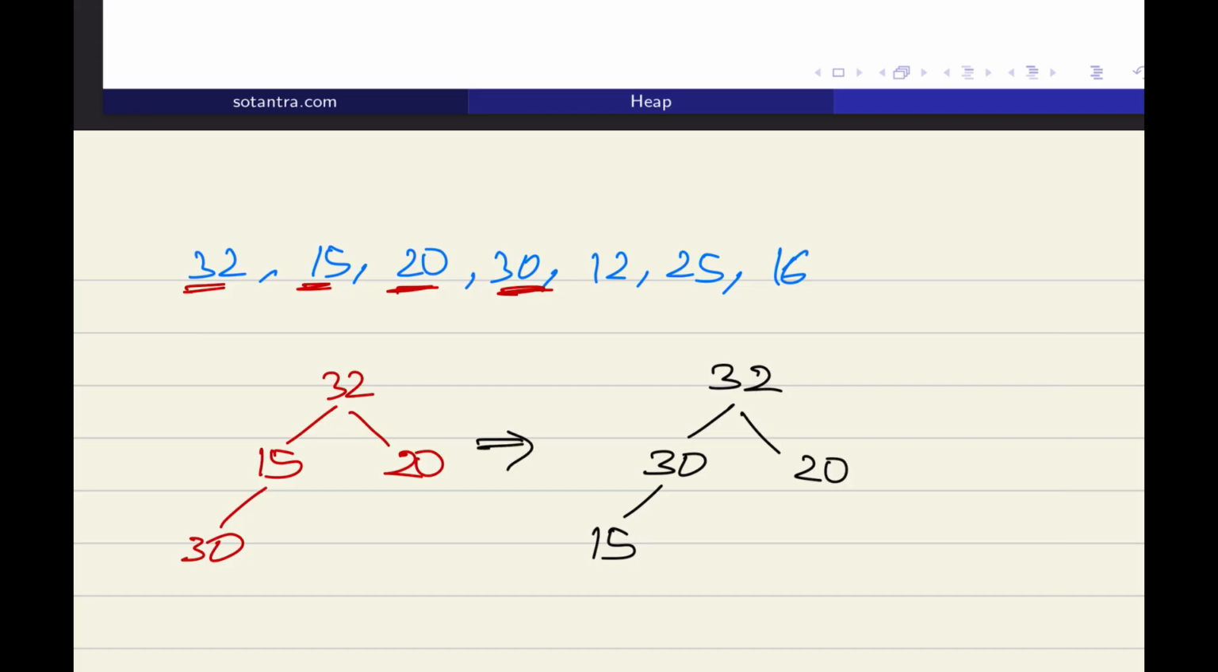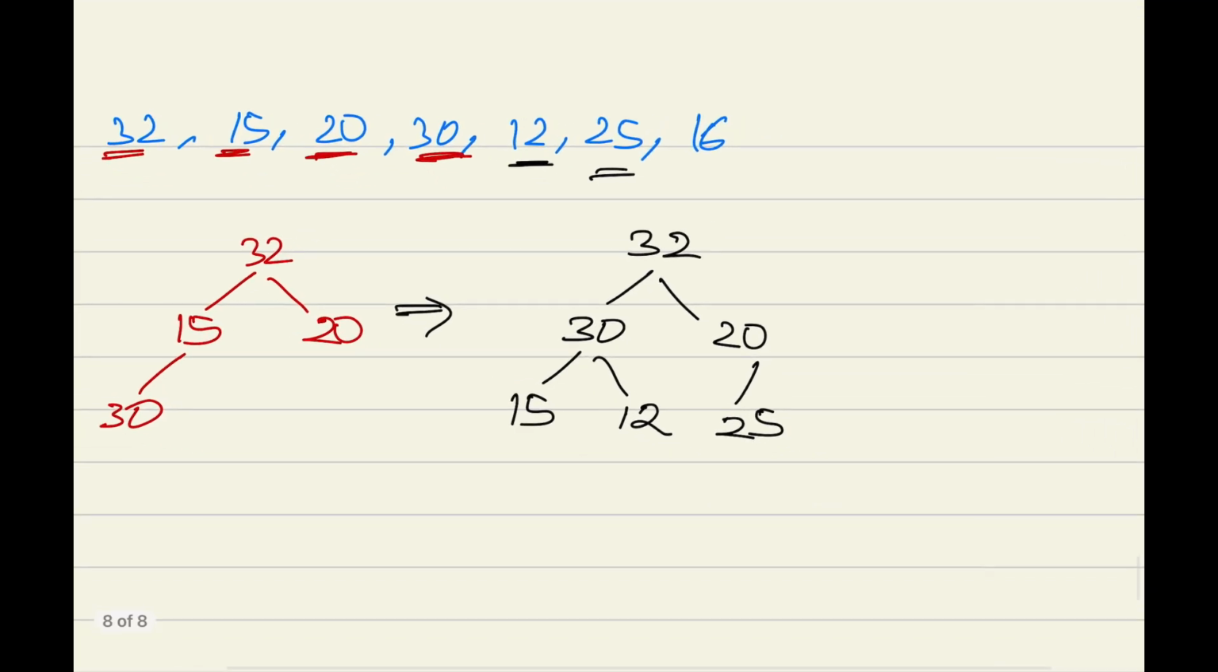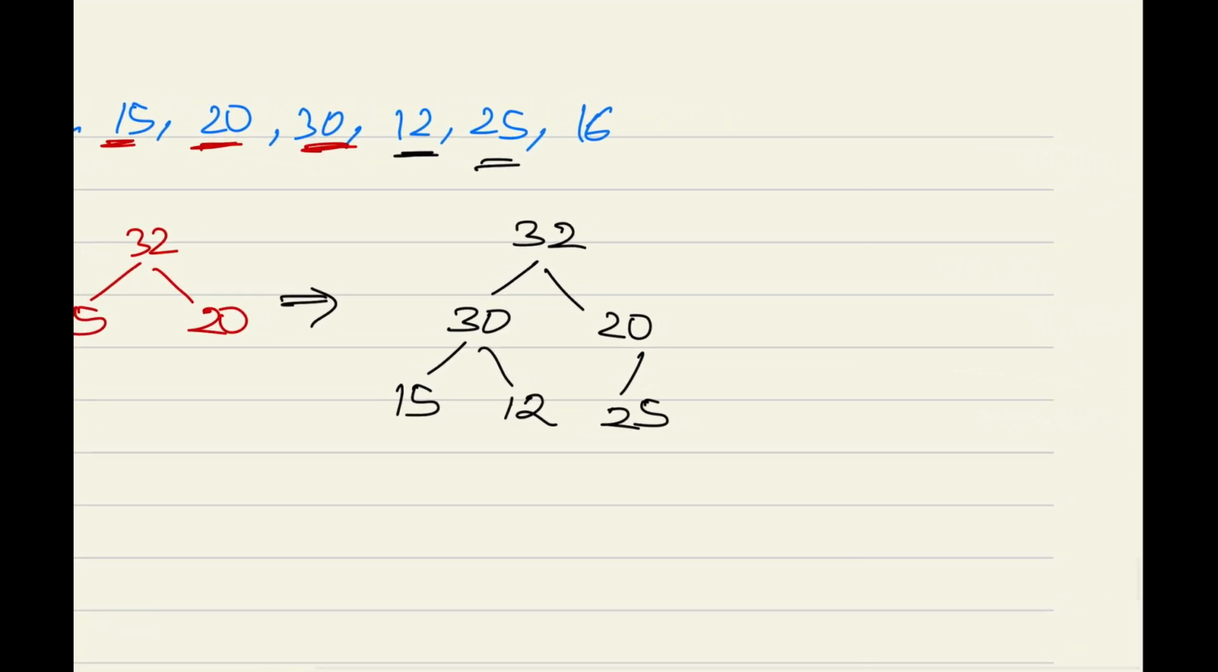Then 12 is inserted here, so no issue, the property is satisfied. Then 25 is inserted here. After insertion the heap property is violated, so we have to swap. The new heap will be like this: 32, 30, 20, then 15, 12. Here we have to swap.